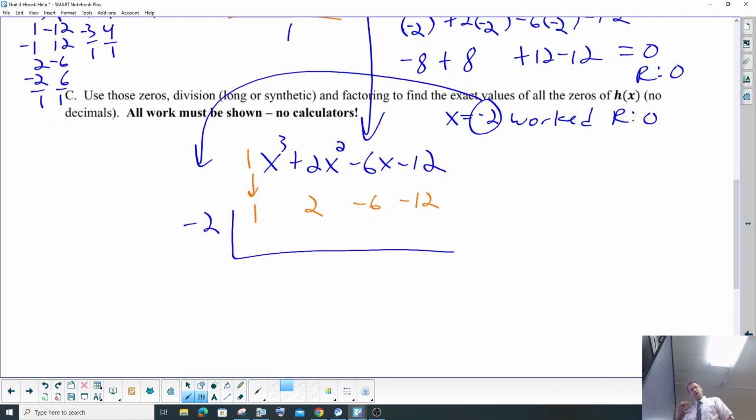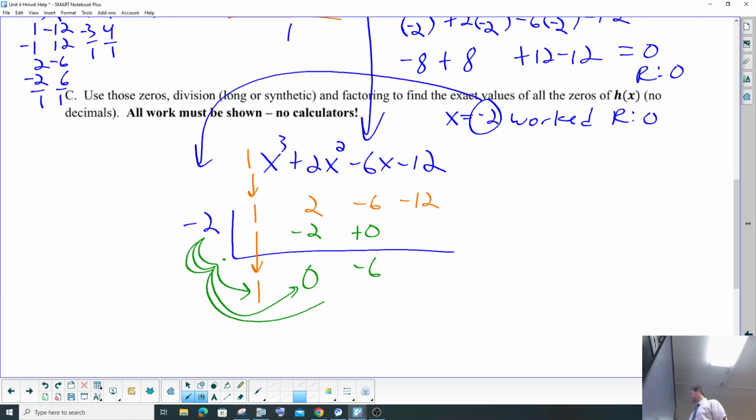This will give us the next part of our equation, then we can just factor that and get the other zeros. So we bring down a 1. Negative 2, synthetic division, remember? Negative 2 times 1 is negative 2. That gives us a 0. Then negative 2 times 0 is just 0. We add those together and we get a negative 6. Then what's negative 2 times negative 6? That's positive 12. Now we combine negative 12 with a positive 12. It's 0, which we knew already.